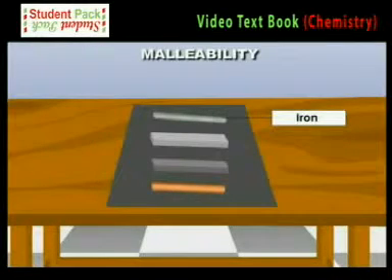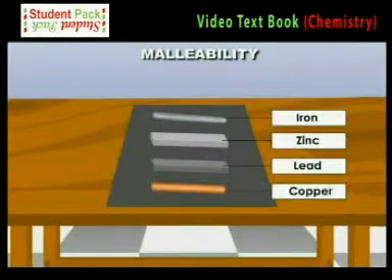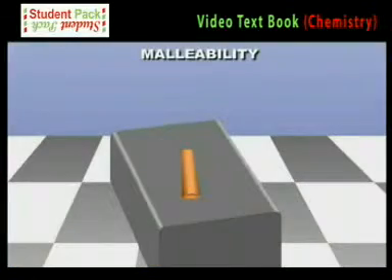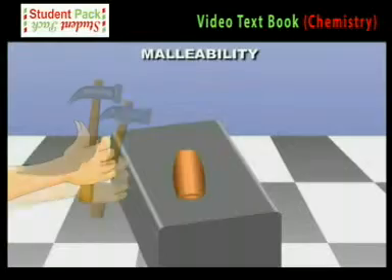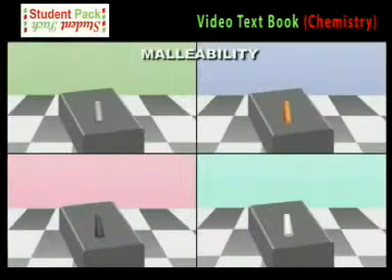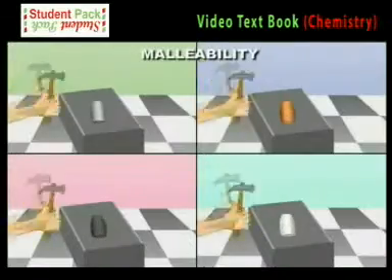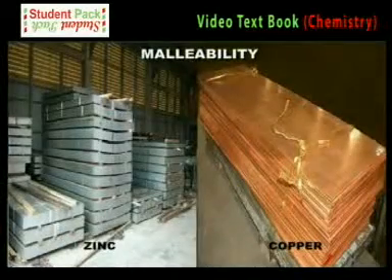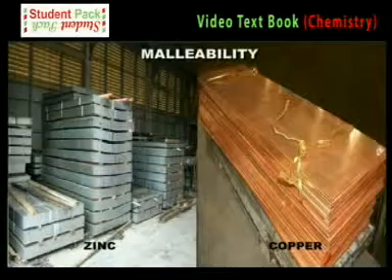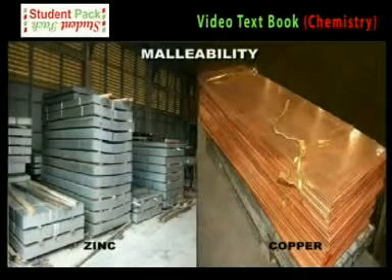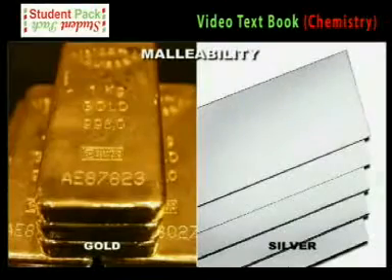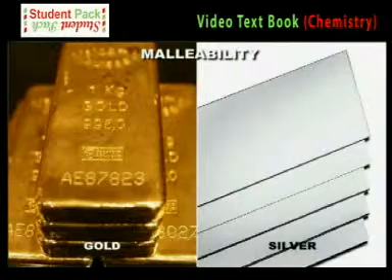Take pieces of iron, zinc, lead and copper. Place any one metal on a block of iron and strike it 4 or 5 times with a hammer. Repeat with other metals and record the change in the shape of these metals. You will observe that some metals can be beaten into thin sheets. This property is called malleability. Gold and silver are the most malleable metals.